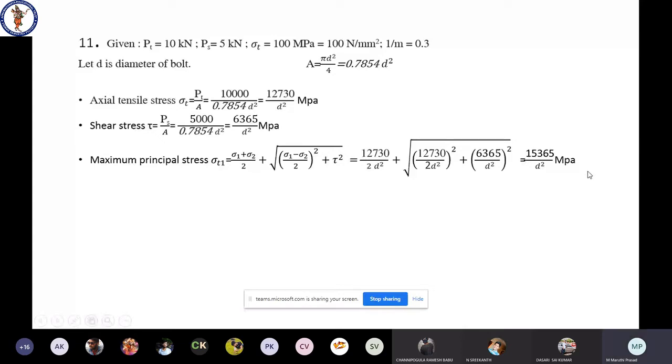Then similarly, we are going to calculate minimum principal stress. What will be the formula for minimum principal stress? Simply here, in place of plus, we can have the minus. Now you calculate minimum principal stress. Minimum principal stress is sigma 1 plus sigma 2 by 2 minus root of sigma 1 minus sigma 2 by 2 whole square plus tau square. Only the change is here, in place of plus, we are getting minus.